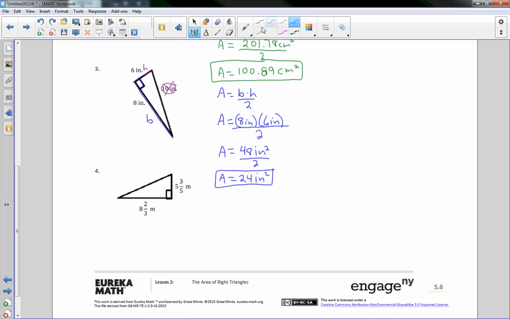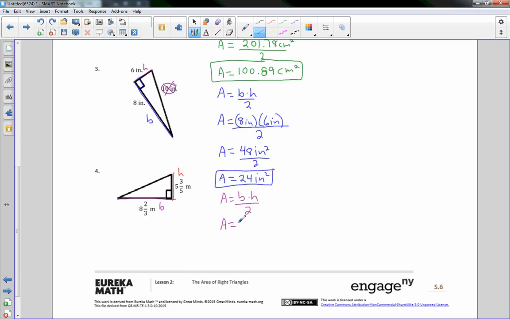Okay, and number 4. Okay, this is my base. This is my height. Okay, the right angle are the two sides you use. The corner where the right angle symbol is, these are the two sides you always use. You never use this diagonal. So here is the right angle. Use this side and this side. And so my formula is area equals base times height divided by 2.